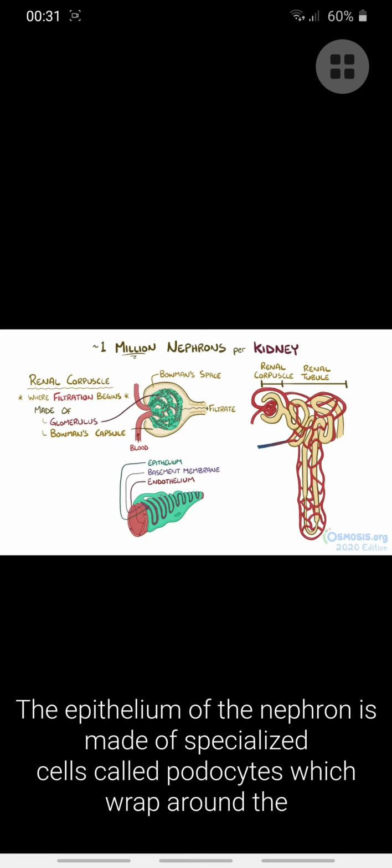The epithelium of the nephron is made of specialized cells called podocytes, which wrap around the basement membrane like the tentacles of an octopus. Between these tentacle-like projections are tiny gaps called filtration slits, which act like a sieve, allowing only small particles such as water, glucose, and ions to pass through while keeping out proteins and red blood cells.